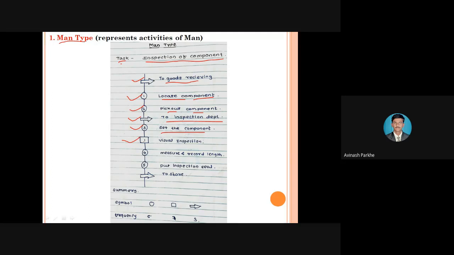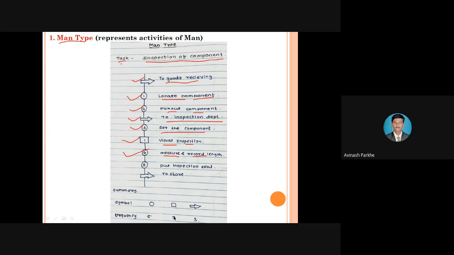Visual inspection means after set the component on that particular workstation, he will start their inspection. Maybe he will take some of the measuring devices, he will take the scale, he will measure the dimensions, then he will take the vernier, he will take the gauges, and he will start their operations. And all those operations are represented by the next operation, that is operation number 4, measure and record the length. Visual inspection, it is the only visual operation process.